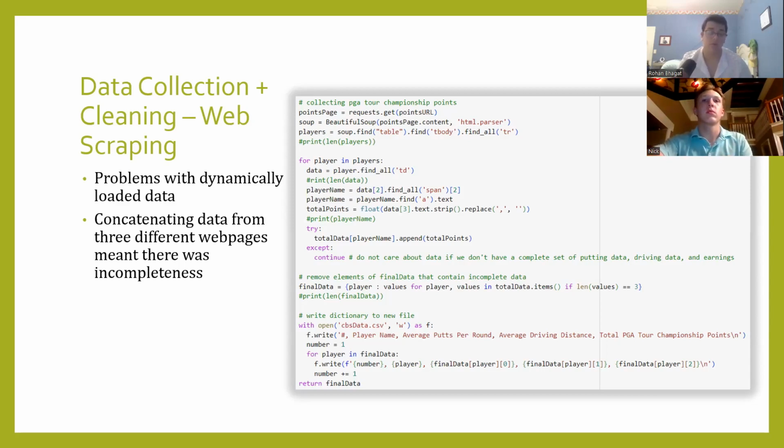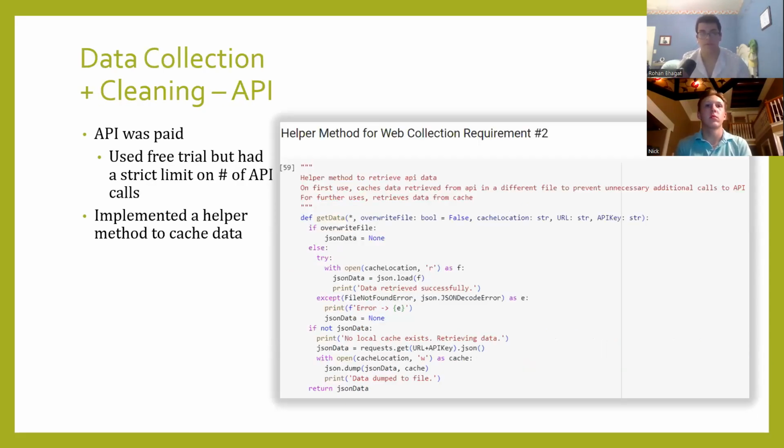But we got around that issue by just pulling all the data we wanted from multiple web pages and then concatenating that data so that we could use Beautiful Soup instead. The only issue with that was that since we were concatenating from three different web pages, there was sort of incompleteness in the data where there would be golfers who are on one page but not on the other, and we didn't want to work with incomplete sets. So when we were cleaning through these three sets of data, we just had to make sure that we had complete sets of data.